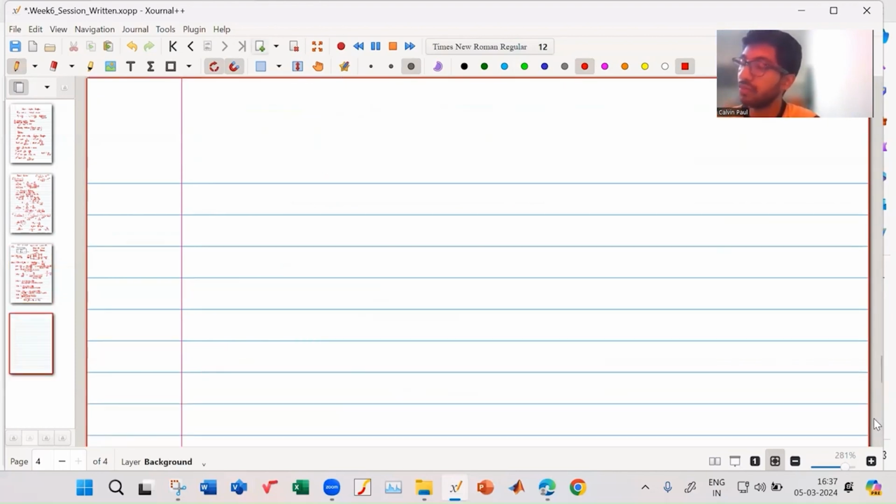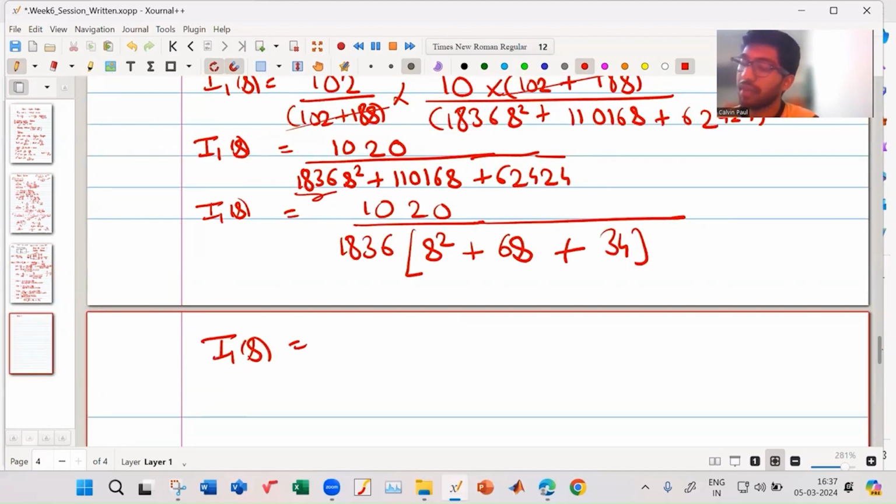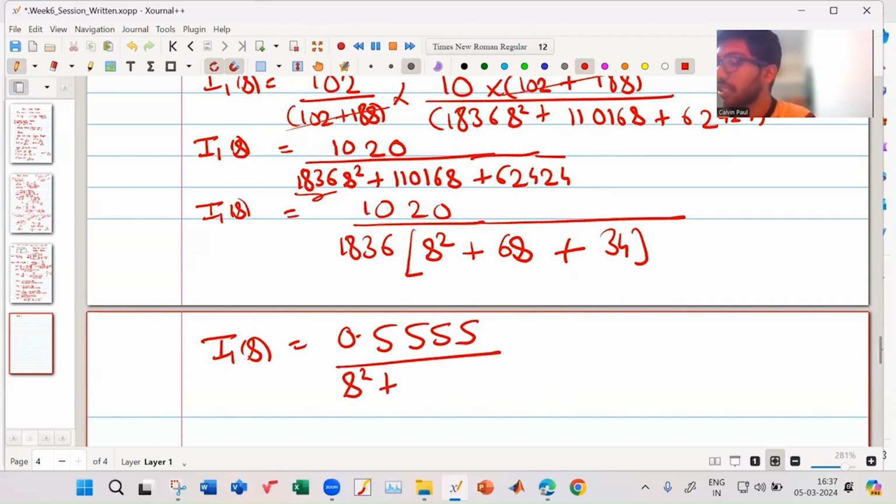So my I1 of S: what is 1020 divided by 1836? It comes out to be 0.555 upon S square plus 6S plus 34.